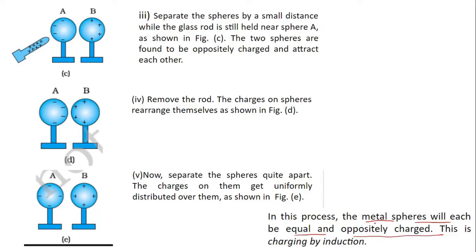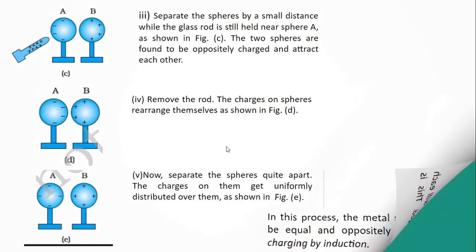What is the key statement? Metal spheres, by the method of induction, can be equally and oppositely charged. This question can be asked: how can we charge two metal spheres equally and oppositely? This is possible only by the method of induction.